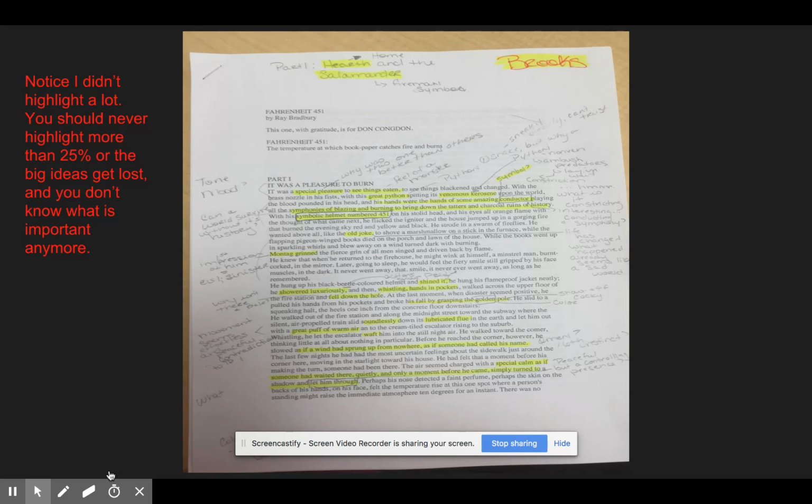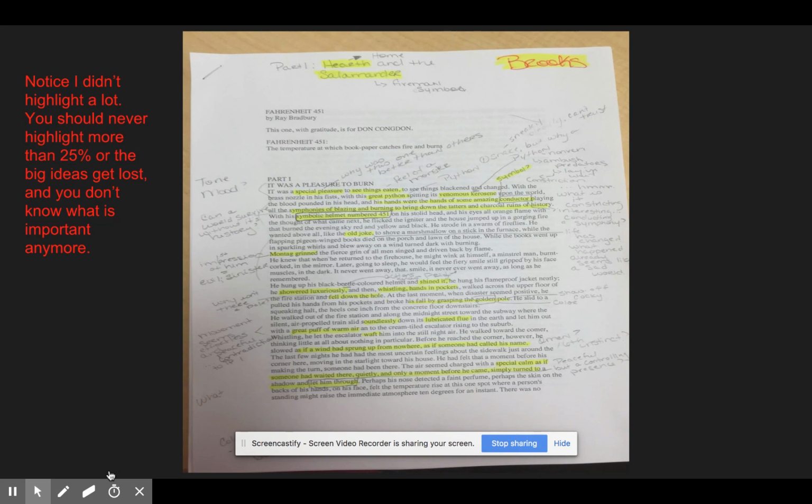So here's an example of the first page of a story by the name of Fahrenheit 451 by Ray Bradbury. And I want you to notice there is not a ton of highlighting. Very rarely, if at all, did I highlight a whole paragraph. You're never going to need that. Just pick up the key words and phrases that you need. You should never highlight more than 25%. And this is a critical idea to not over highlight, because if you over highlight, you get lost and you can't discern what's important and what's not. So not more than 25% highlighted.